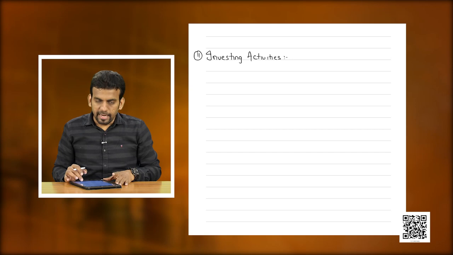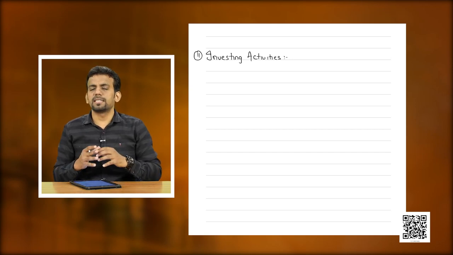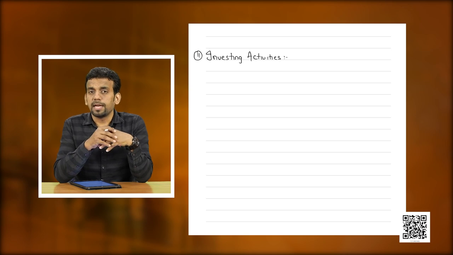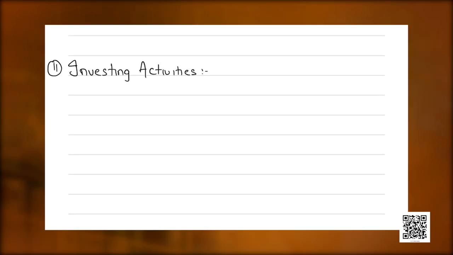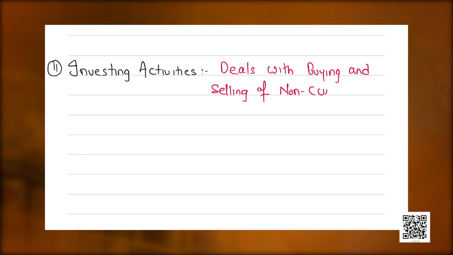Now, let's move to the second component of cash flow statement, that is investing activity. What do you mean by investing activity? Students, we arrange fund from many sources. We arrange fund from share capital, from debentures, from bank, etc. But where all these funds are used? This money is used in acquiring fixed assets for business, and that is what investing activity is. Investing activity deals with buying and selling of non-current assets.